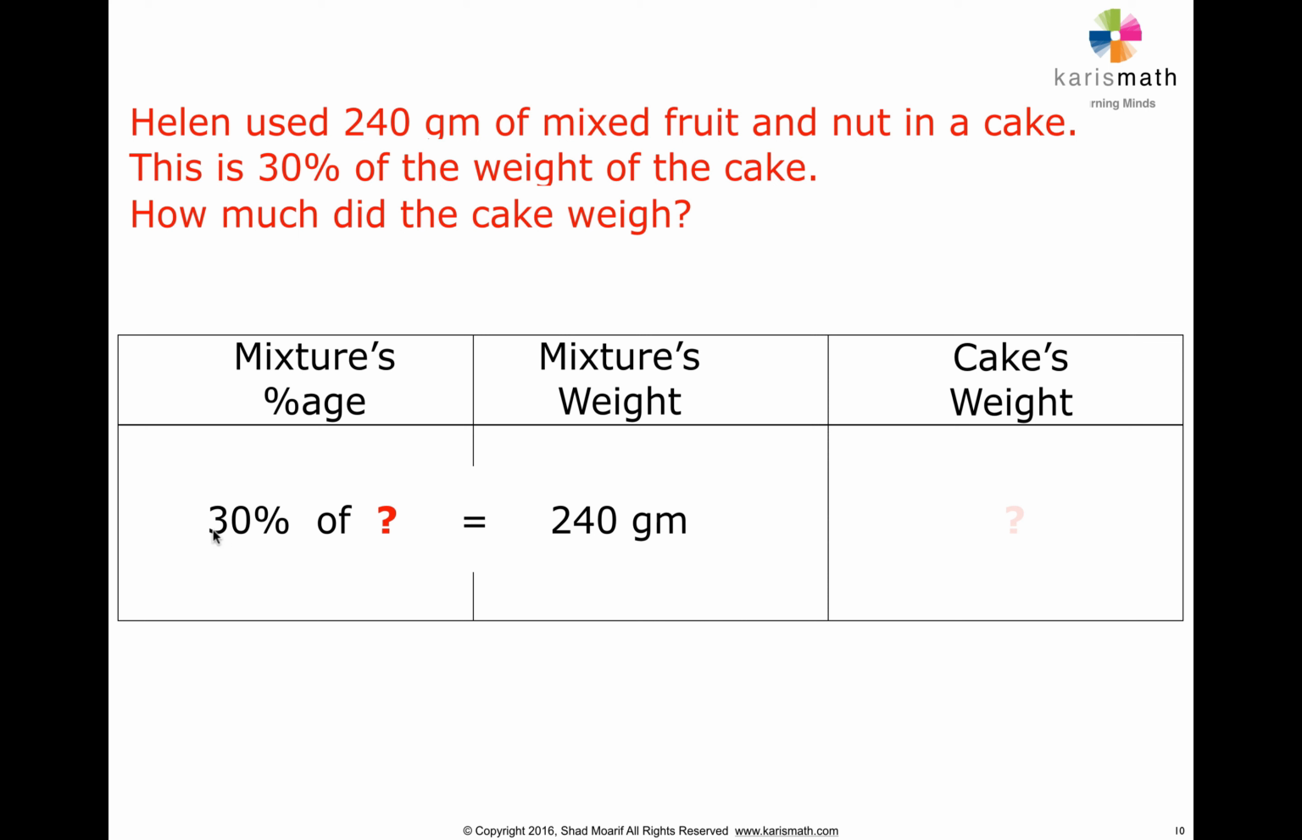Once you've got it in this form, then this becomes 0.3, this becomes times, and you can work out the unknown. Something times something equals to this. 240 divided by 0.3. By now, you should be able to work out it's 800 grams. Once again, the total weight of the cake is 800 grams. If you want to check, see if 30% of 800 grams comes to 240 grams of fruit and nut. Chances are that it will come to 240 grams, which means this answer is also correct.